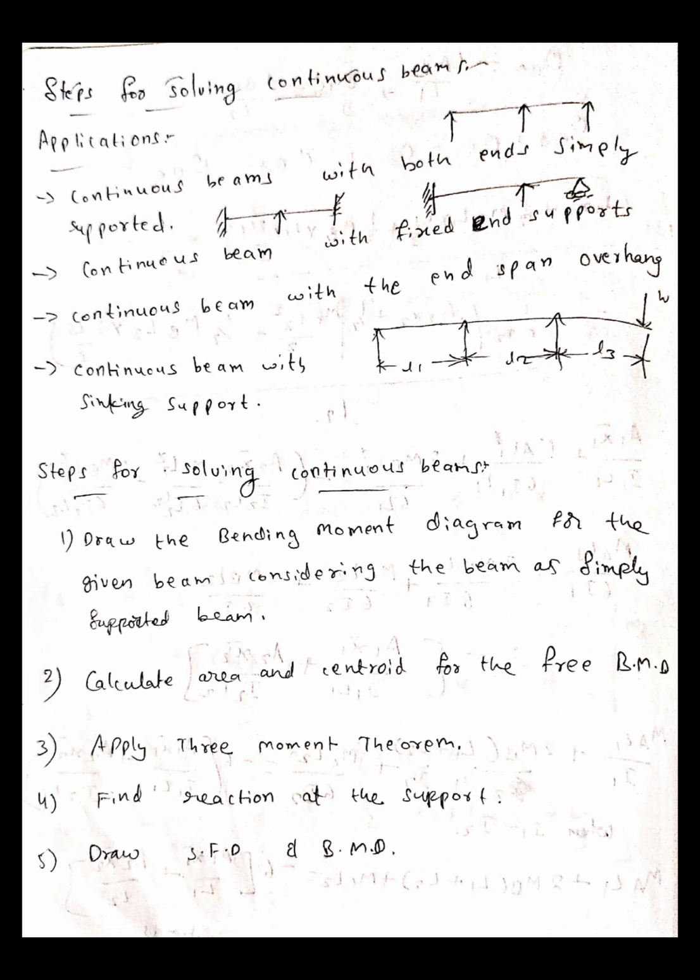Now coming to the steps. First step is to draw the bending moment diagram for the given beam considering the beam as a simply supported beam. Next, calculate the area and centroid for the free bending moment diagram, that is, for the simply supported case calculate area and x bar. Now apply the three moment theorem. Find the reactions at the supports, draw SFD and BMD. In the second step, it is the area and centroid of the total bending moment diagram, that is, the combined bending moment diagram for the simply supported case and the fixed end support moments.